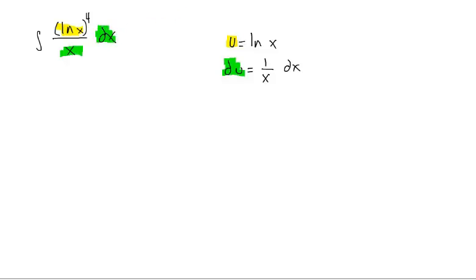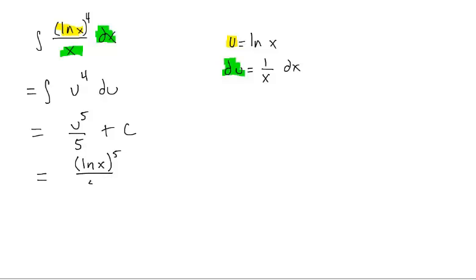And now we can rewrite our integral. So we have the integral of u to the 4th du. And now we add 1 to our exponent, and we divide by the new exponent. So u to the 5 divided by 5 plus c. And then we replace our u with our x variable. So ln of x to the 5th divided by 5 plus our constant of integration.